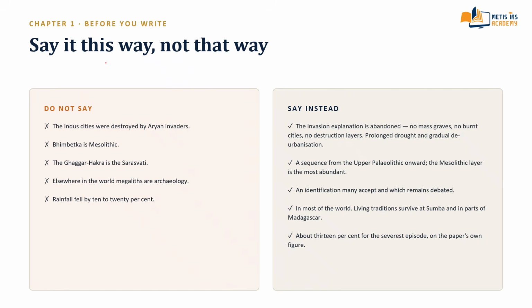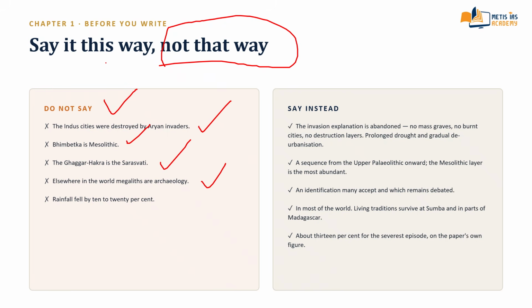So you have to say it this way, as we discussed so far, not that way. Do not say the Indus cities were destroyed by Aryan invaders. Bimbetka is Mesolithic. The Ghaggar-Hakra is the Saraswati. Elsewhere in the world, megaliths are archaeology. Rainfall fell by 10 to 20%. Do not say it like this, but you have to say instead this.